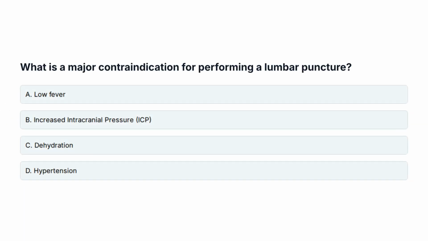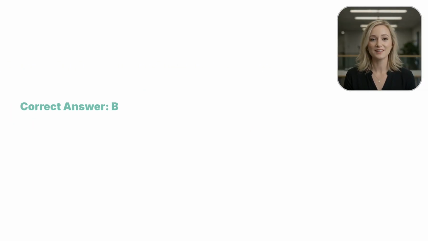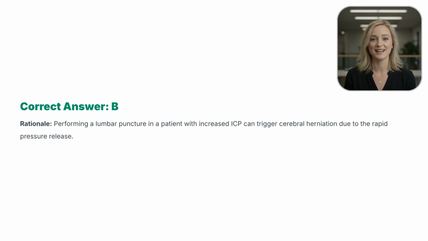Moving on. What is a major contraindication for performing a lumbar puncture? The correct answer is B, increased intracranial pressure, ICP. A lumbar puncture in a patient with increased ICP can cause cerebral herniation due to rapid pressure release.